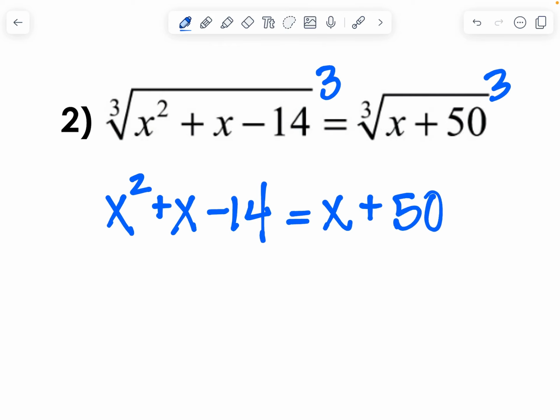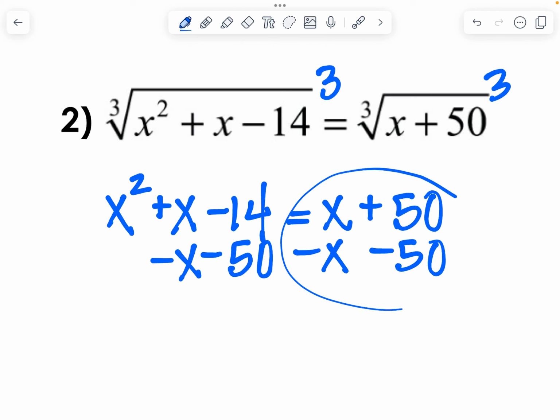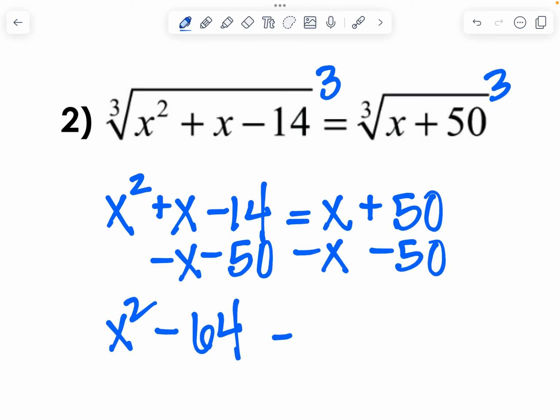Notice this is a quadratic that we're going to be solving, and so we have to get it set equal to 0 in order to solve. So I move these two things over to the left-hand side to do so. That leaves me with x squared. The positive and negative x's cancel, so we've got minus 64, and then we've got that 0 on the other side.